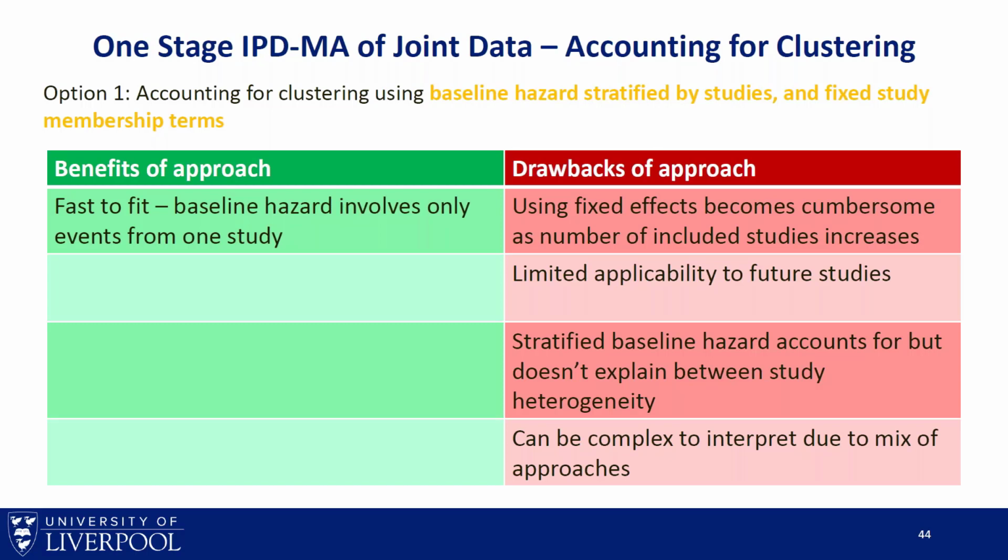We've got the issue that as the number of studies increases, the approach becomes cumbersome because we're adding parameters for each study. When we stratify the baseline hazard by study, we do account for, but we don't explain, heterogeneity between studies. We've got the issue that our study level random effects might not be well estimated unless we have a big enough number of studies, but that could make the fixed effects cumbersome. And finally, because we're accounting for heterogeneity in 3 different ways, it can become quite complex to interpret the approach. We've got part of the heterogeneity represented by a distribution, part of it by a fixed effect. It can become quite difficult to interpret.